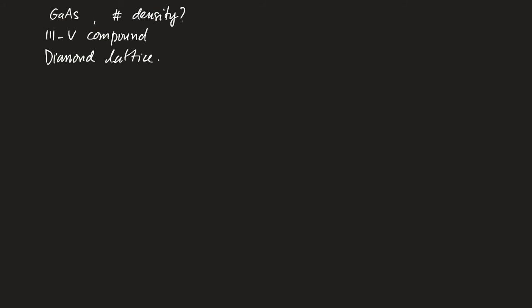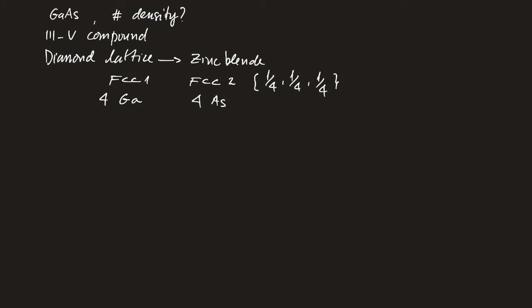We give it a special name for the case of gallium arsenide. We call it zinc blende structure, which is basically still a sum of two FCC lattices, FCC1 and FCC2, where the gallium occupies the first FCC, meaning 4 gallium atoms occupying the first FCC, and 4 arsenic atoms occupying the FCC2. Also, the second FCC is shifted with respect to the first FCC by 1/4, as before, because this is a diamond lattice. We just give it a new name.